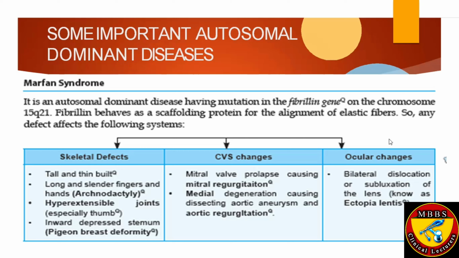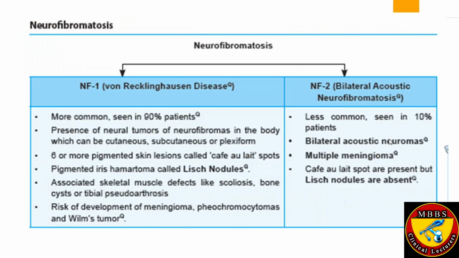So the person gets a tall and thin build, long and slender fingers, hyperextensible joints, and inward depression of the sternum, that is pigeon chest deformity. In the cardiovascular system, there is mitral valve prolapse, and medial degeneration causing dissecting aortic aneurysm or aortic regurgitation. In the ocular changes, there is bilateral dislocation or subluxation of the lens, which we call ectopia lentis. All these things happen in Marfan syndrome, which is an autosomal disease.